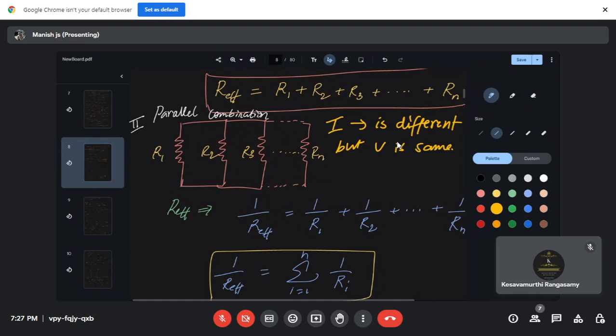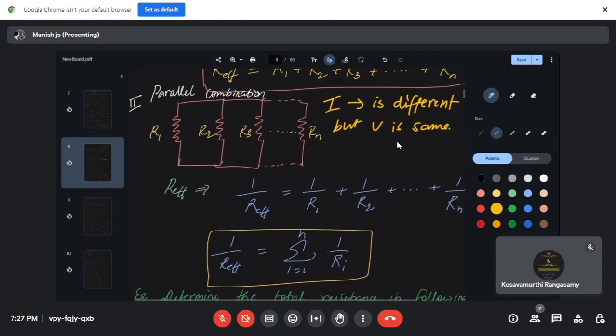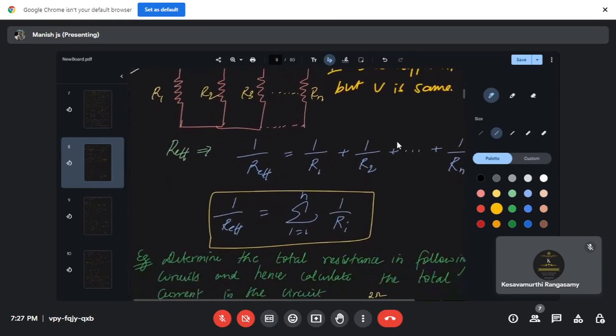So this is a golden rule that you will have to remember. The rules pertaining to parallel combination. It's exactly the opposite of series combination. The current passing through each resistor is different, but the potential difference across each resistor is ultimately the same. So this is all about parallel combination.